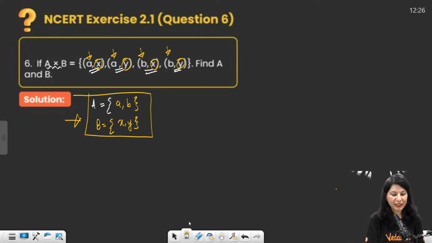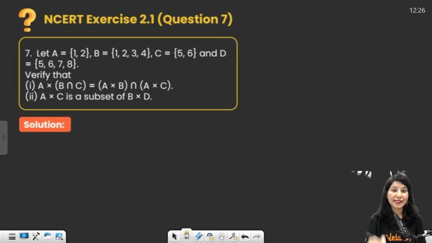Clear? Perfect. All right. Now let us move on to question number 7. Question number 7 says, let A be {1, 2}, B be {1, 2, 3, 4}, C be {5, 6}, and D is also given. Four sets: A, B, C, D. All the sets are given, right? And we are looking for verification of statement number 1.